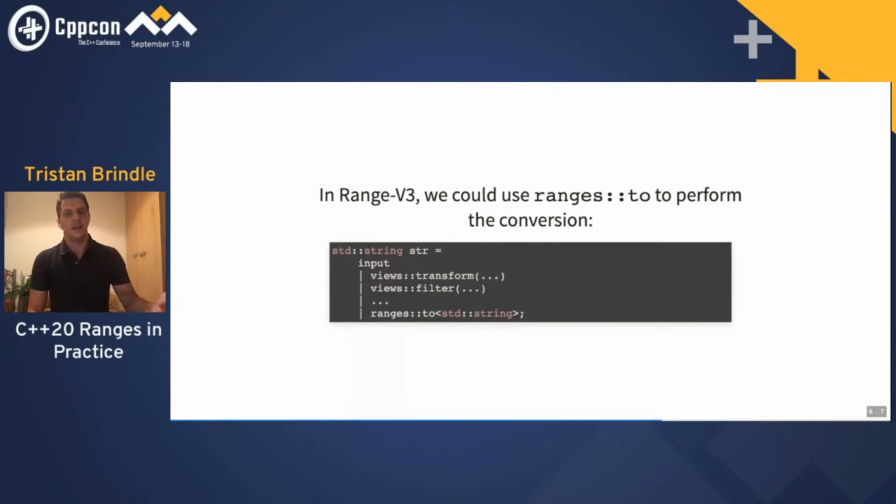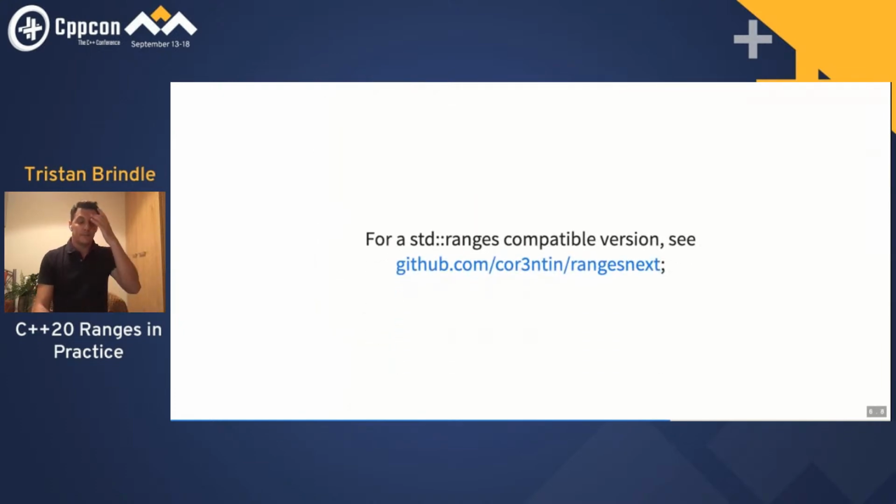So can we use ranges::to? Well, as I say, it's not in 20, but fortunately, Corentin Jabot, I hope I pronounced that right, who is the author of ranges::to and various copious other standard library papers, has written a library he calls Ranges Next, which has an implementation of ranges::to that is compatible with C++20 ranges.